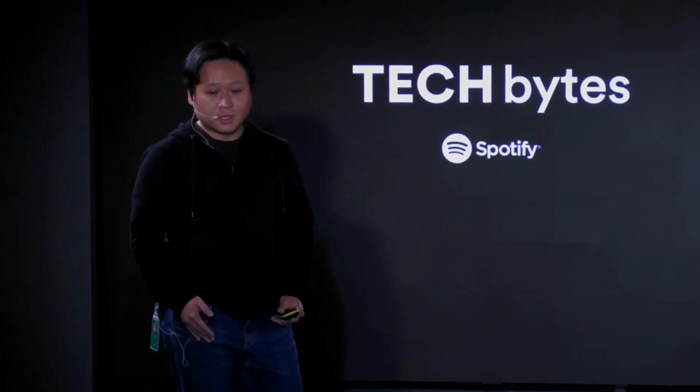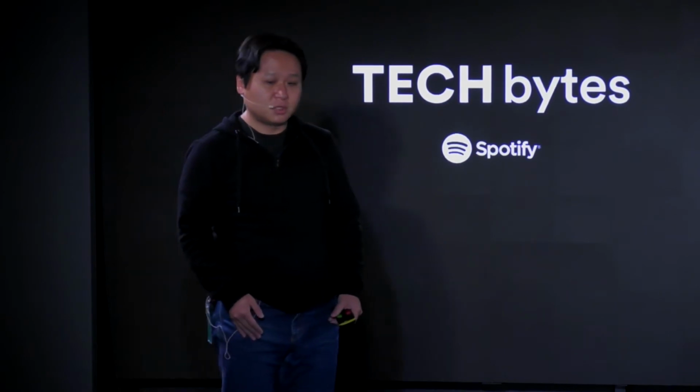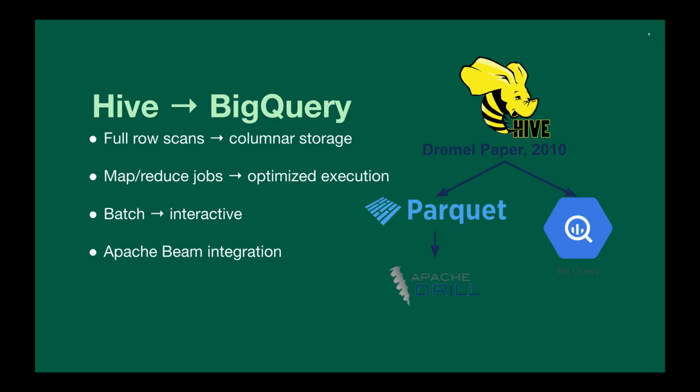One of the first things that we evaluated was BigQuery. The Hive that we were running at the time had a lot of problems. We were using Avro or text files, which are row-oriented file formats. So to do any type of SQL query, even if you're just selecting a subset of the columns or rows, it has to do a full table scan, which is super inefficient.